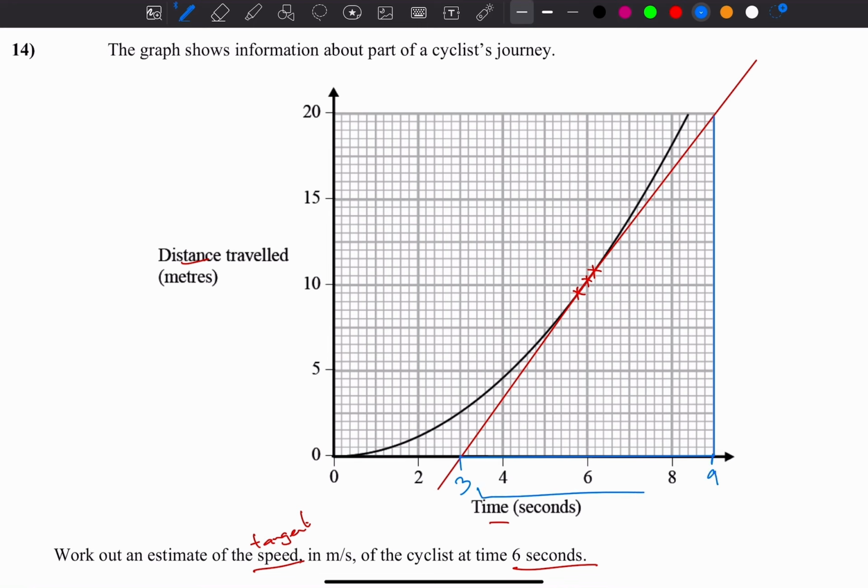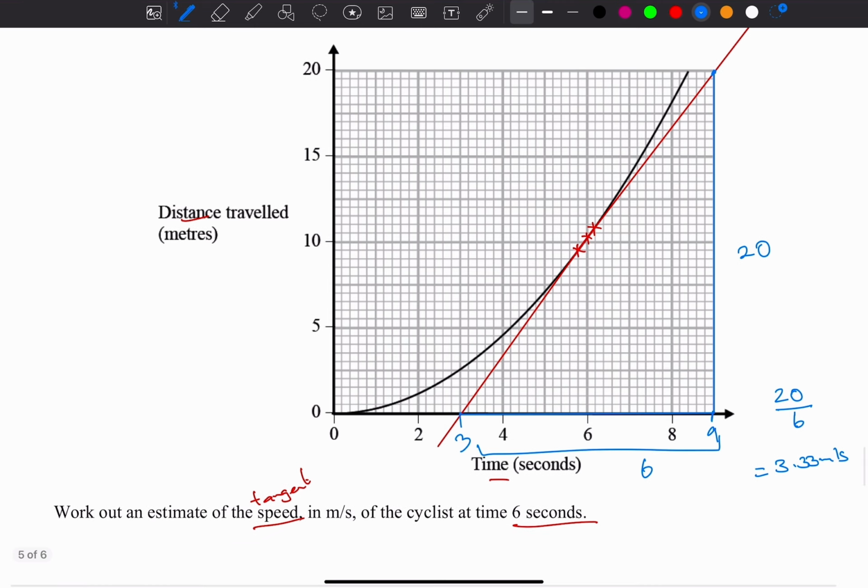3 to 9, what's that? 6. 0 till, let's call it, goes up to 20 anyway, so that's a 20. So I just go 20 divided by 6 then, which is 3.3 recurring. So we're going to call this 3.33 meters per second. And let's say anything between 2.5 and 4 is reasonably okay, right? But you need to do many questions so you will get it more accurate. Good.